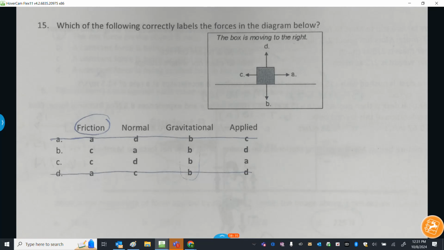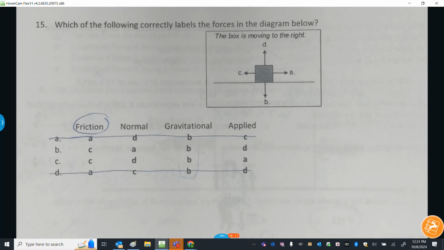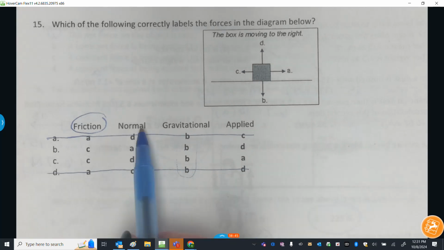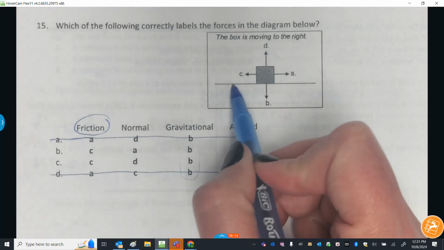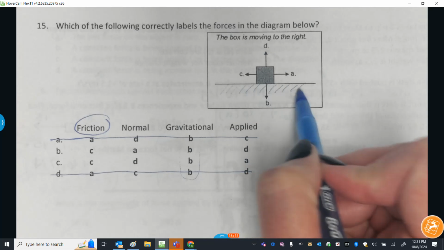Friction was a good one to start with. But we can either look at normal force or applied force next. I'm going to go ahead and look at normal force because it's right next to this one. I'm just going to read it this way. Again, your normal force is the support force from the surface, perpendicular to the surface, in this case, whatever surface this is. I don't know if it's a floor or a table, but there's my surface.